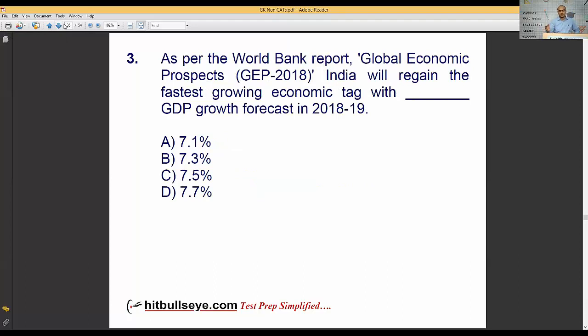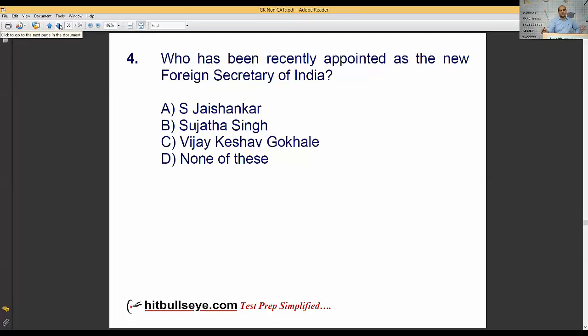Next, as per the World Bank report, Global Economic Prospects, India will regain the fastest growing economy tag with dash GDP growth in 2018-19. So again, these are certain old figures. These kinds of questions, as I said earlier, World Bank, IMF and RBI. Next, who has been recently appointed as the new Foreign Secretary of India? Purely fact-based questions. Yes, have a go please. Okay, great. Most of you are getting the answer correct. Option C, Vijay Keshav Gokhale.